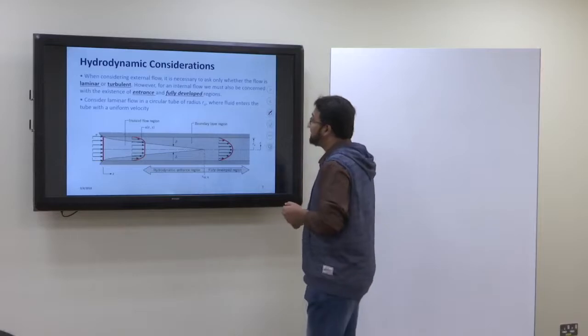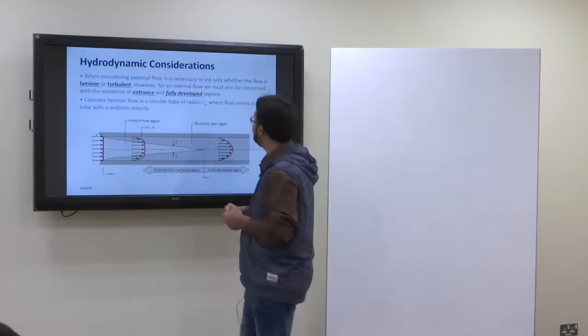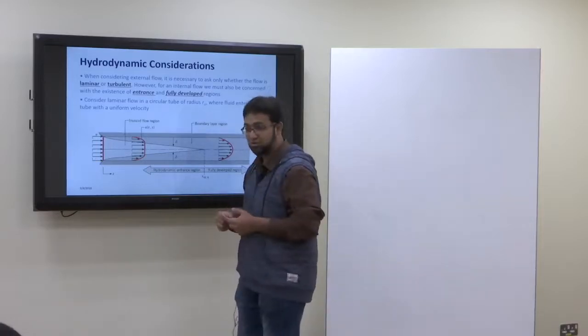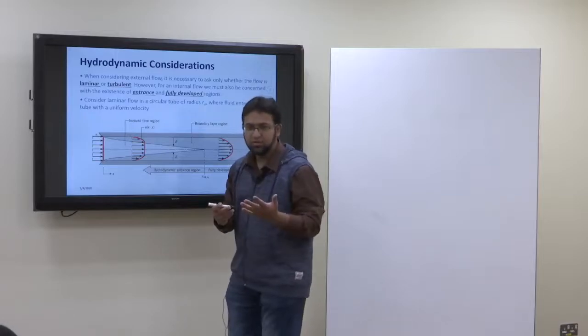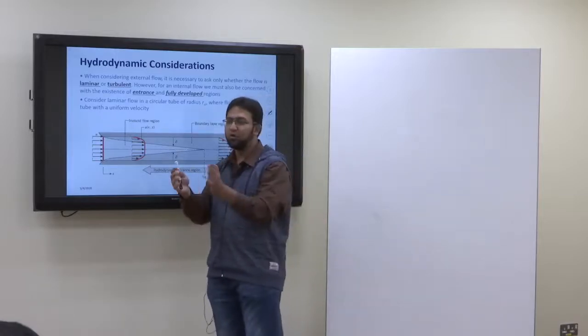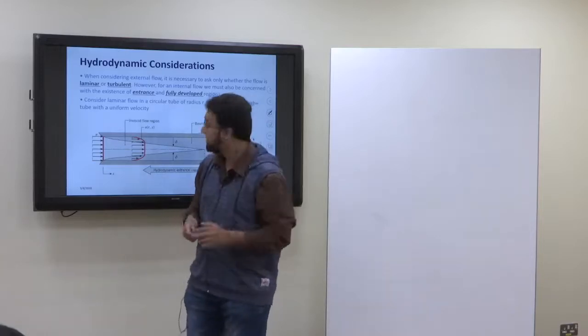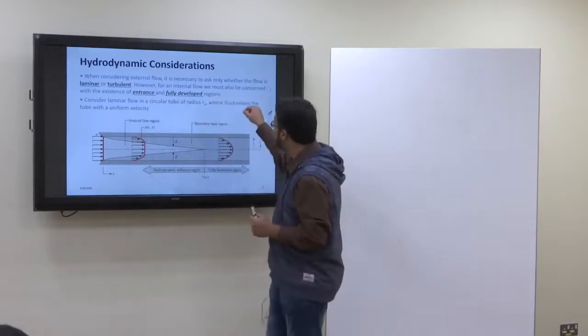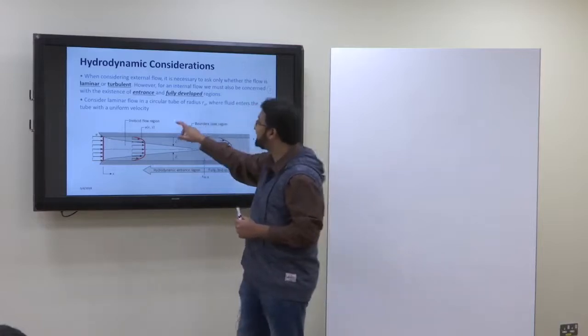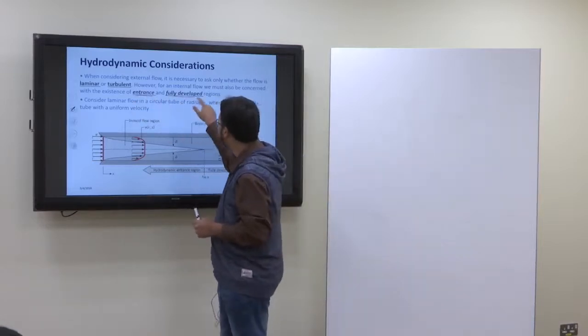When considering external flow, it is necessary to ask only whether the flow is laminar or turbulent. We know that for external flows, the concerned thing for us is whether the flow is laminar or turbulent. However, for internal flow, we must also be concerned with the existence of entrance and fully developed regions.